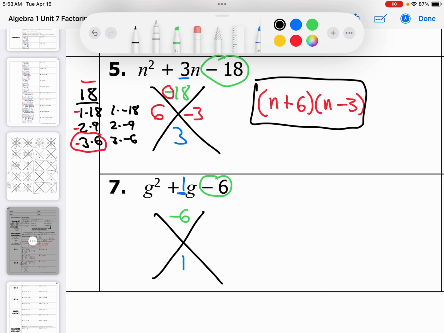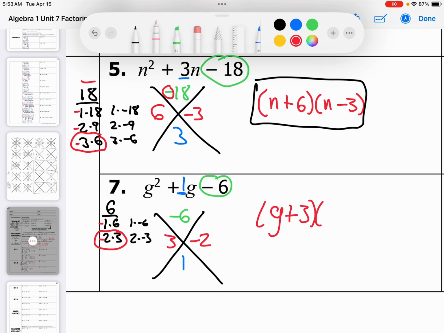Okay, on to number 7. We need numbers that multiply to negative 6. So again, that tells me that one of my numbers needs to be negative. The numbers that multiply to 6 are 1 times 6 and 2 times 3. So again, one of those has to be negative, either negative 1 and 6, negative 2 and 3, or 1 and negative 6, or 2 and negative 3. The ones that would add to 1 would be negative 2 and 3. And so that's going to give me the factors g plus 3 and g minus 2.